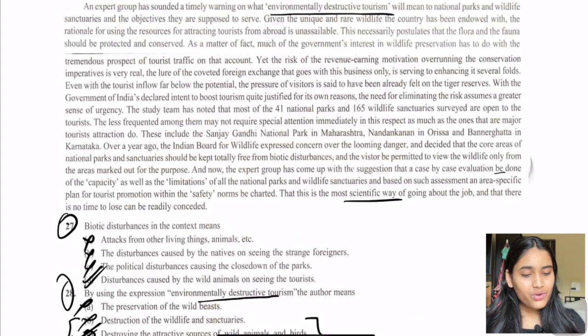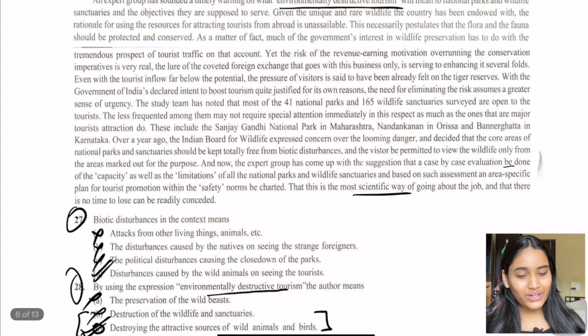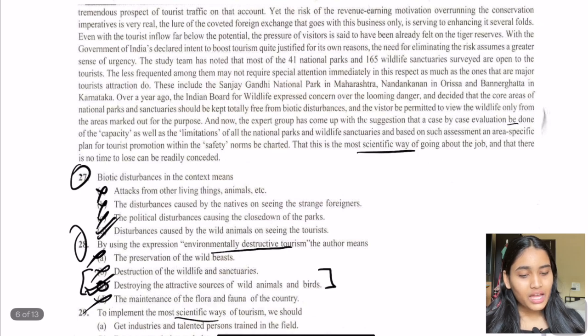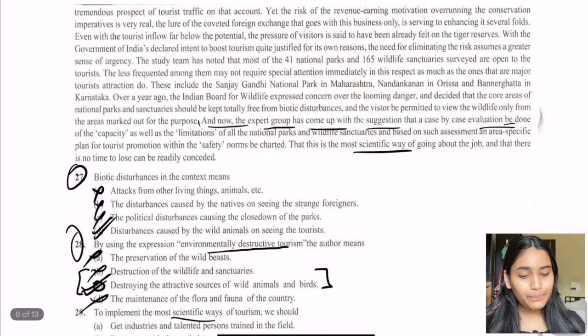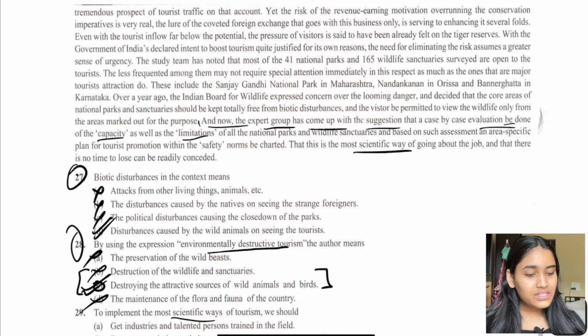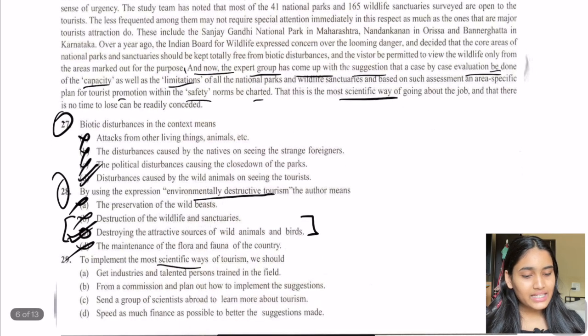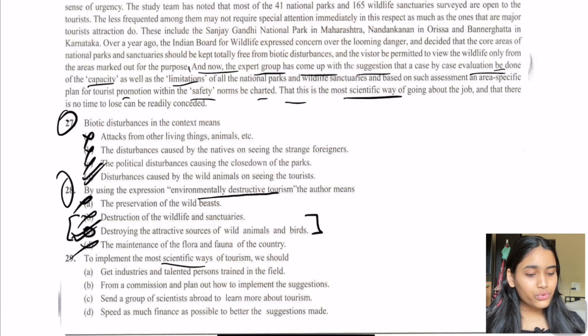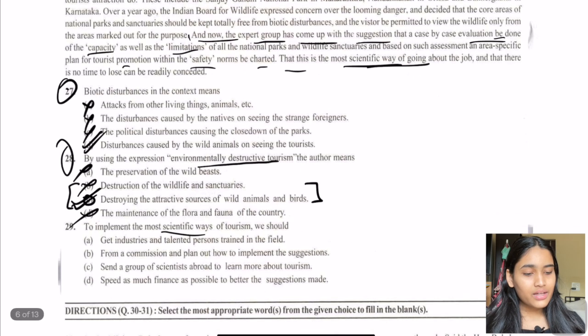Let's now read the lines before it. Let's start reading from here. Now the expert group has come up with the suggestion that a case-by-case evaluation be done of the capacity as well as the limitations of all the national parks and wildlife sanctuaries, and based on such assessment, an area-specific plan for tourist promotion within the safety norms be charted. And then it says that this is the more scientific way of going about the job.